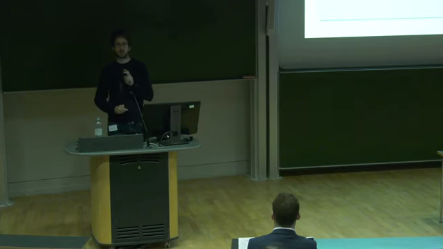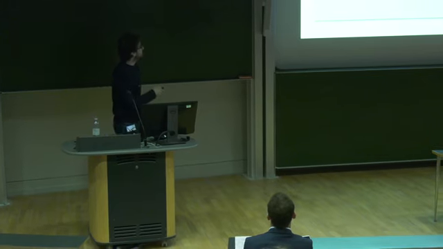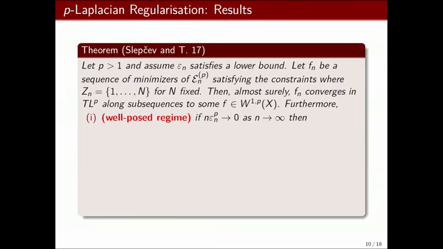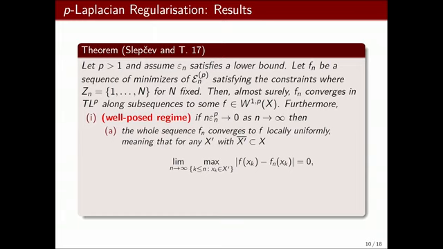Now we break the theorem up into two cases, the ill-posed case and the well-posed case. In the well-posed regime, we assume that n times epsilon n to the p is converging to 0 as n goes off to infinity. So this implies an upper bound on epsilon. Then we can strengthen this result with the following: in fact, the whole sequence fn converges, not just subsequences. It's converging in TLP, but it's also converging locally uniformly. So a much stronger sense of convergence.